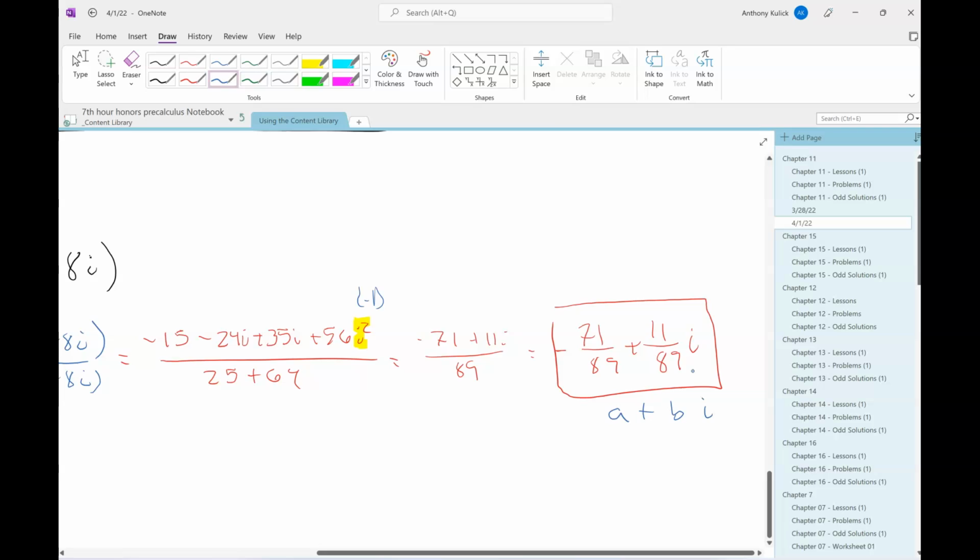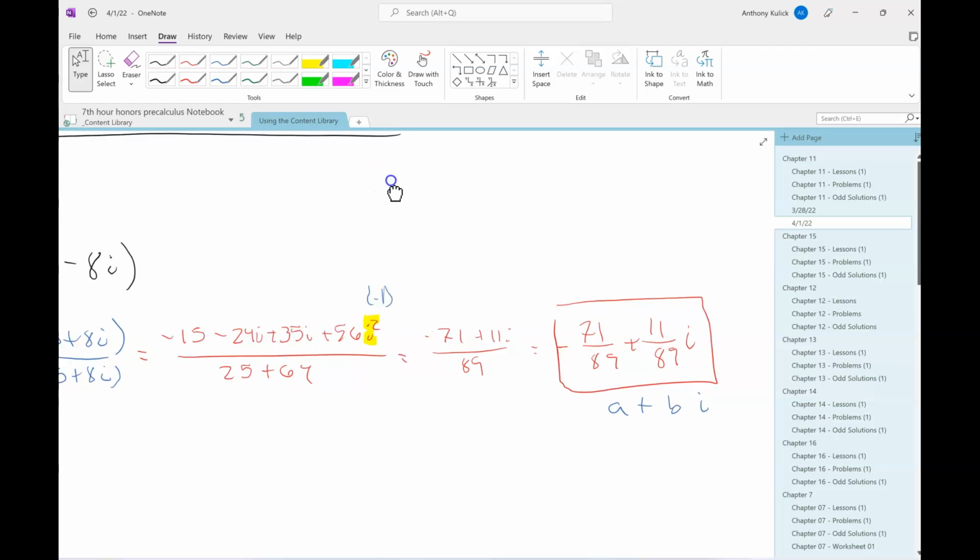That rings some bells. Again, that was something that we would have done last year in our Algebra 2 course. Everybody okay? Looks familiar? Okay.